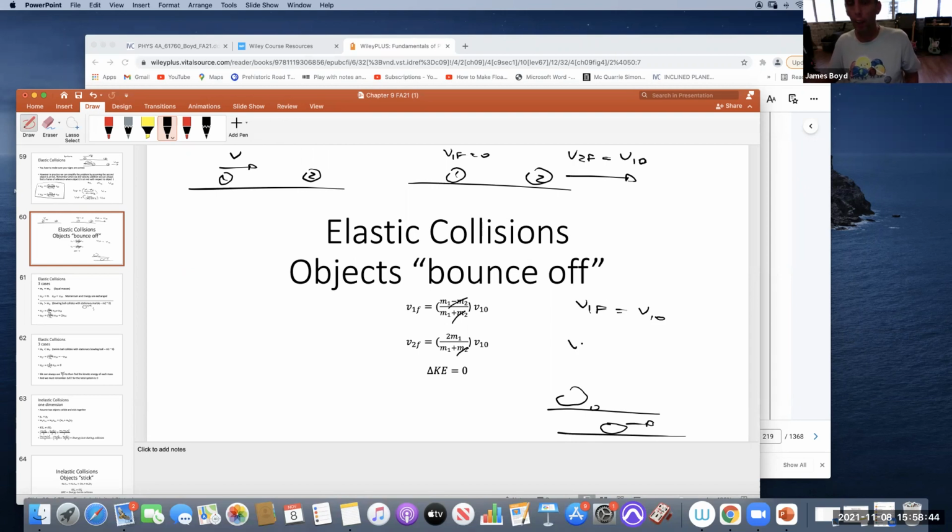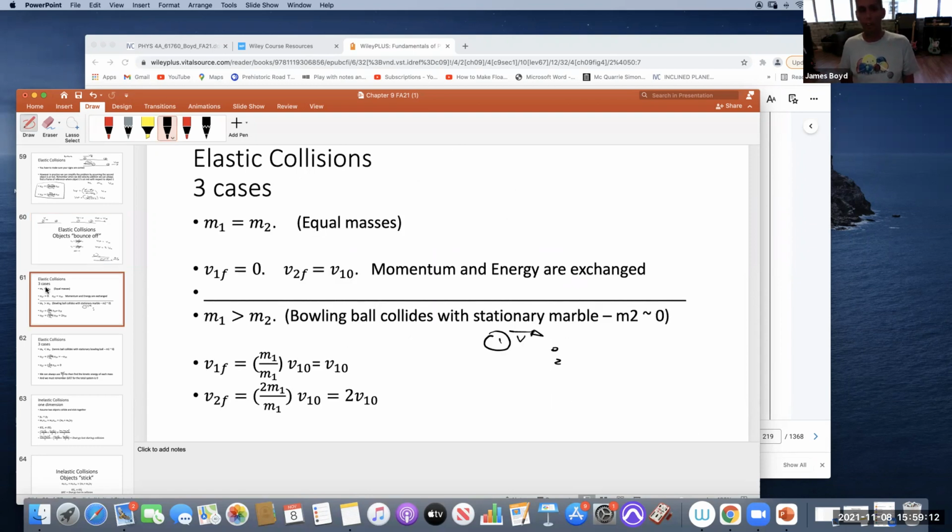V2 final is 2 M1 over M1, 2 times V1 initial. So now the marble's going away with double the velocity. And, you know, it has to be like a 10th, maybe a 20th of the mass, right? But essentially, if M1 is much, much, much bigger than M2, then it doesn't even really affect it.